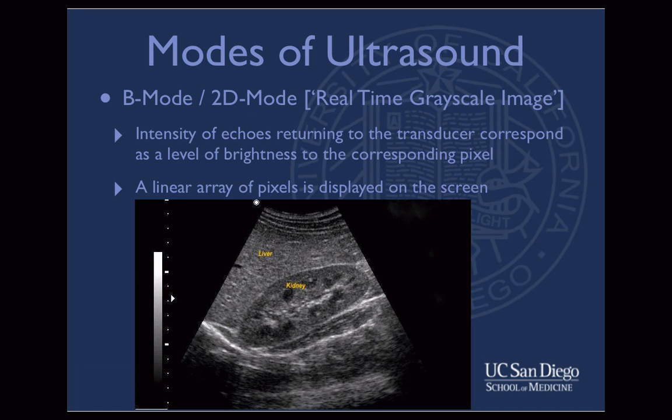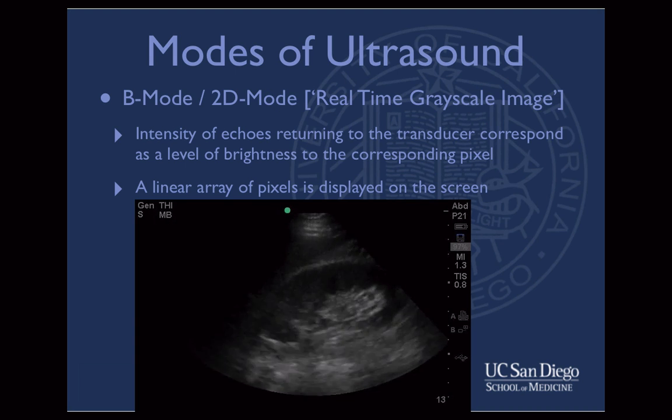B mode, or 2D mode, refers to real-time grayscale imaging. As mentioned earlier, the transducer emits ultrasound waves by converting electrical energy to mechanical energy using a piezoelectric crystal. As data returns from the structures being scanned, a linear array of pixels is displayed on the screen, resulting in an image. The intensity of the echo that returns will correspond to a level of brightness. This still image illustrates how different tissues or organs are displayed in varying shades of gray. Hence, the liver and the kidney can be distinguished from one another.